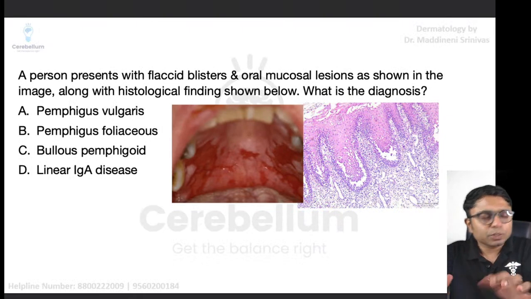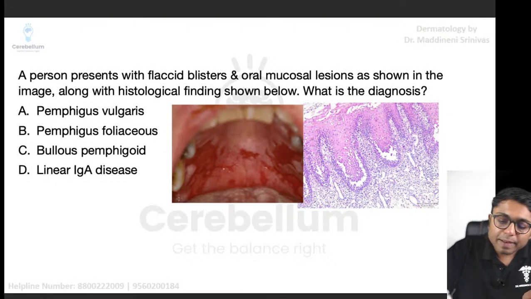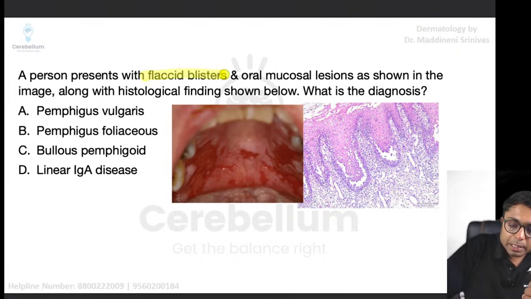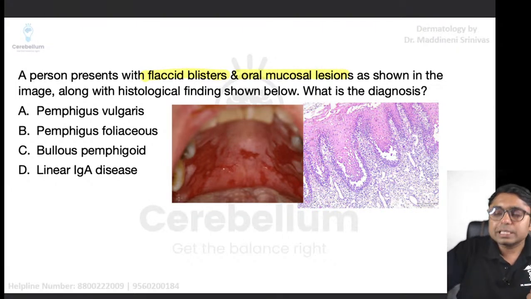So this was the next question. A person presents with flaccid blisters and oral mucosal lesions as shown in the image, along with the histological finding shown.